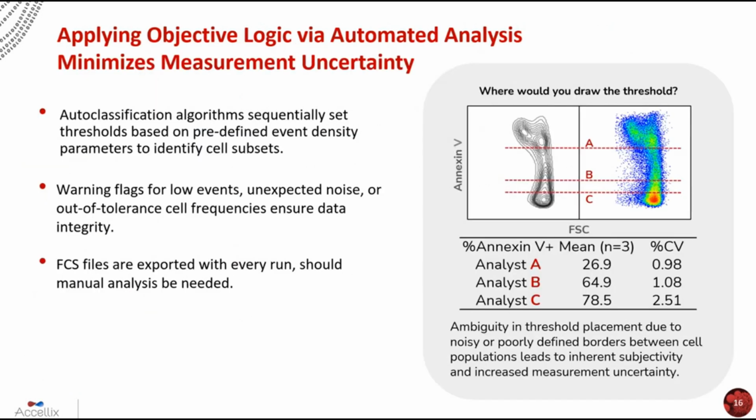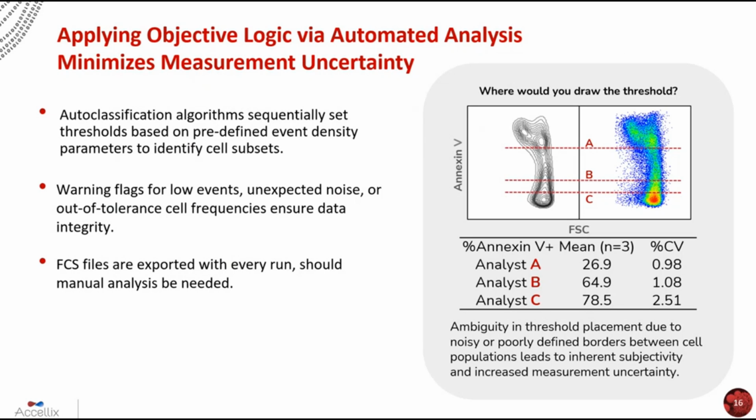So why does applying objective logic via automated analysis minimize measurement uncertainty here? This is only to illustrate, at the right-hand side of the slide, how this ambiguity sometimes in the threshold placement, due to the noisy or poorly defined borders between the cell populations, leads to inherent subjectivity and increased measurement uncertainty. Here you see the mean values obtained with 3 different analyses in which we asked to place the regions, and you see A, B, C, the thresholds, and you see the main difference we can obtain.